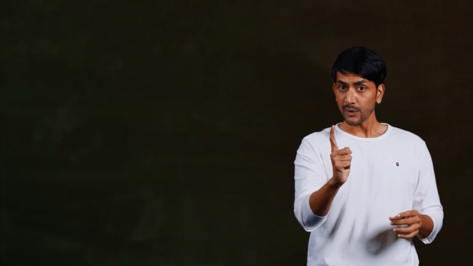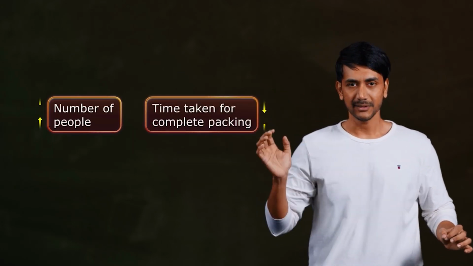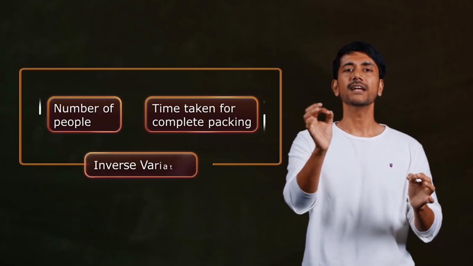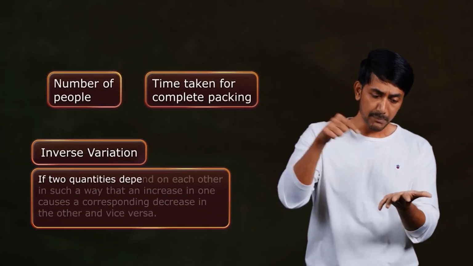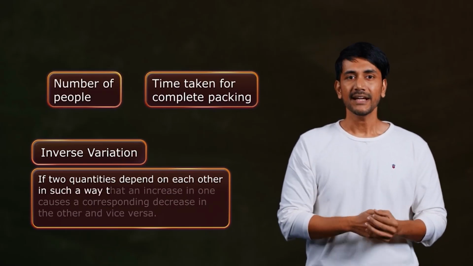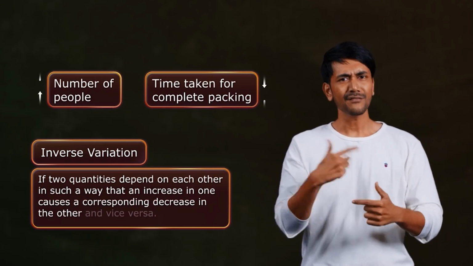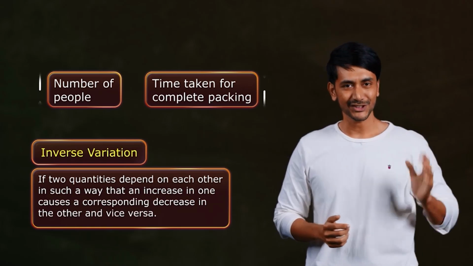Similarly, when the number of people decreases, the time taken to complete packing increases. Here, when one quantity changes, the other quantity also changes inversely. So, we can say that these two quantities are in inverse variation. In general, if two quantities depend on each other in such a way that an increase in one causes a corresponding decrease in the other and vice versa, then such a variation is called an inverse variation.